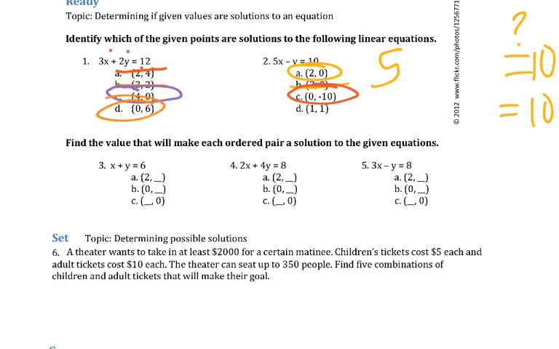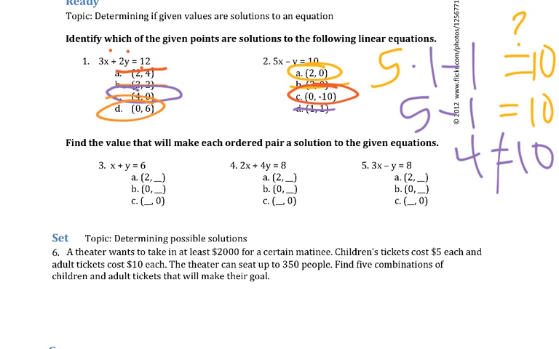And then finally 1 and 1. So 5 times 1 minus 1. That would be 5 minus 1, which would be 4. Does not equal 10. So we would just have A and C on that one.